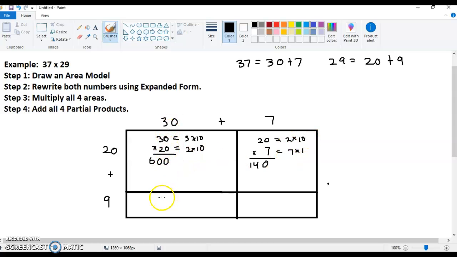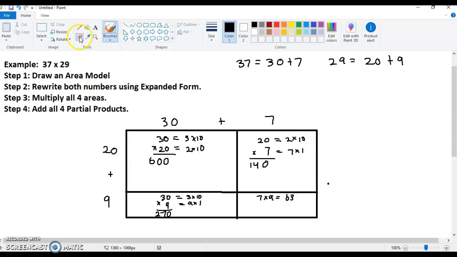And down here you have the number 30 times 9. Right there. Again, you have 30 is 3 times 10. 9 is 9 times 1. 9 times 3 is 27. 10 times 1 is 10, so you add the 0. And over here you have 7 times 9, and that's just 63.